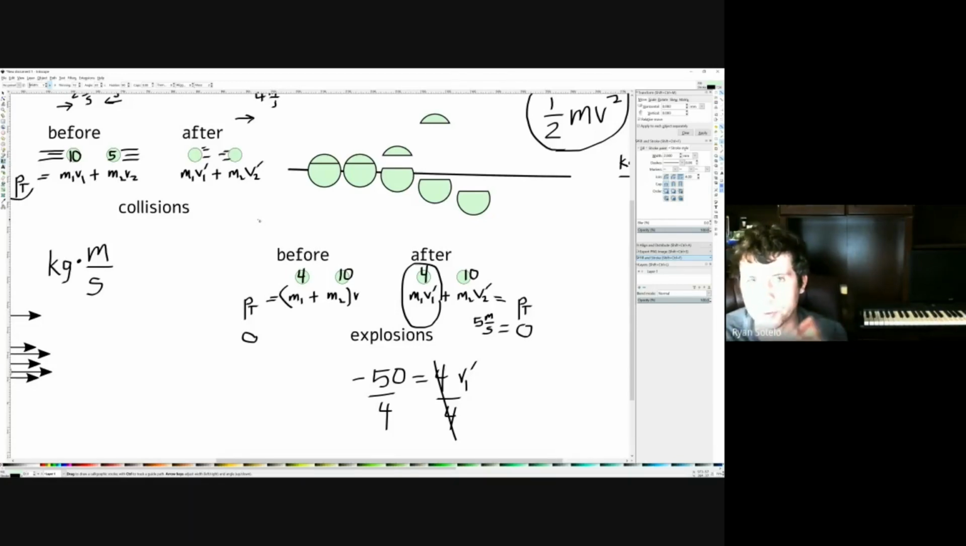You always have a before and after, and you're just taking m times v for this and m times v for that, finding the total system momentum. That's got to be conserved. That's got to stay the same before and after. And then you just got to make sure that the m times v after for everything adds up to be the total that you had before.